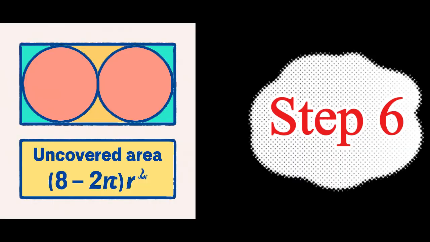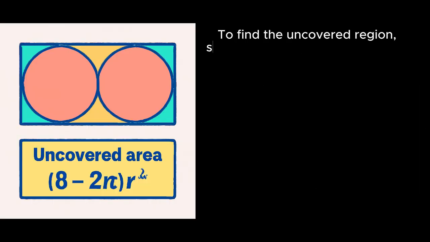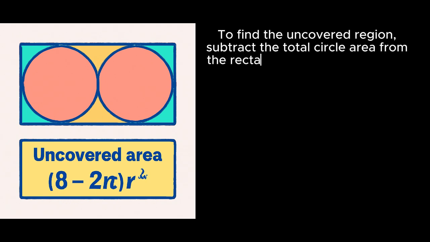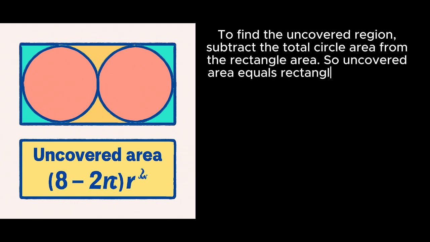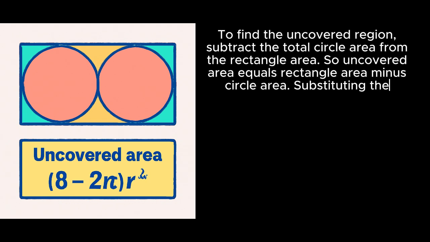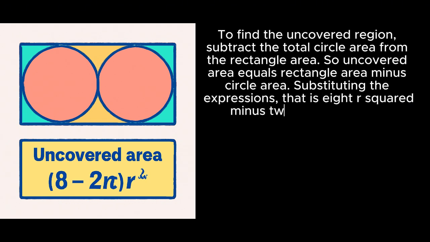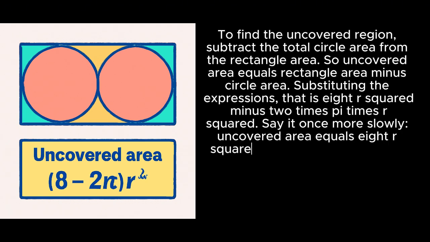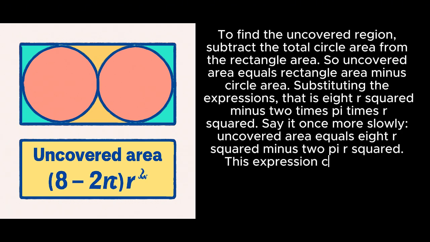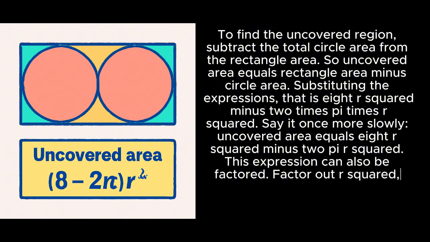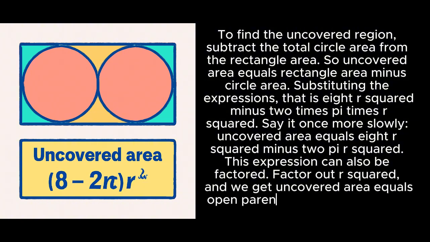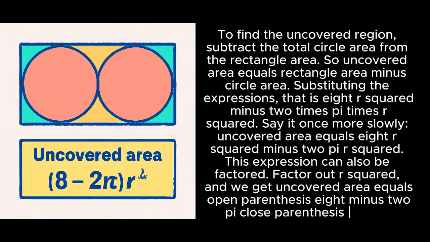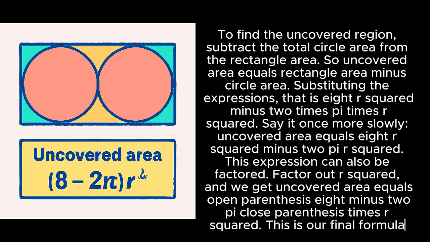Step 6. To find the uncovered region, subtract the total circle area from the rectangle area. So uncovered area equals rectangle area minus circle area. Substituting the expressions, that is 8r squared minus 2 times pi times r squared. Uncovered area equals 8r squared minus 2 pi r squared. This expression can also be factored. Factor out r squared and we get uncovered area equals (8 minus 2 pi) times r squared.